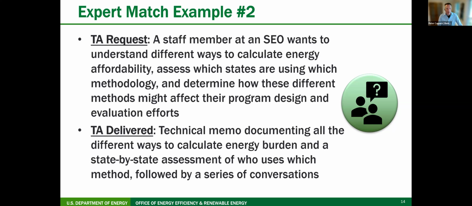So they submit a TA request. Within about a week, a leading national researcher on the topic emails them to schedule a meeting, again, to clarify the request and better understand what the staffer's end goals are with this information in hand.